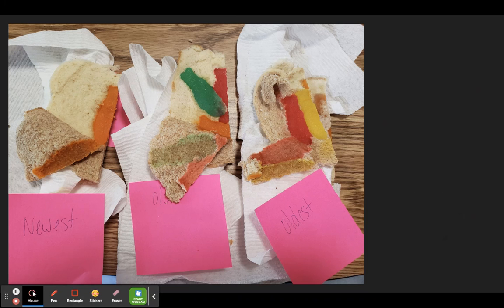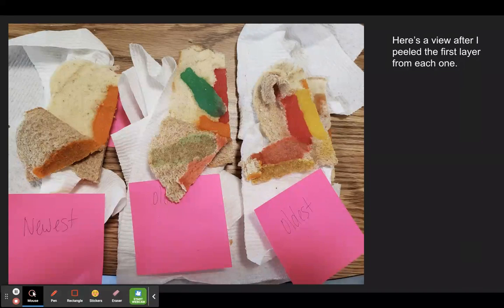And of course, here's a view after I peeled the first layer from each one. Now, before I continue on, those oils that are getting trapped from the animals and plants that were decaying, those are our fossil fuels. That is what they are extracting from Earth so that we can drive these cars that use gasoline. And of course, power so many other things. So back to this. Here's a view after I peeled the first layer from each one.